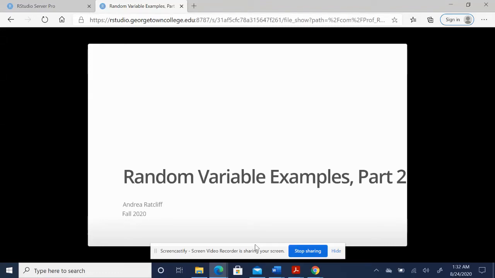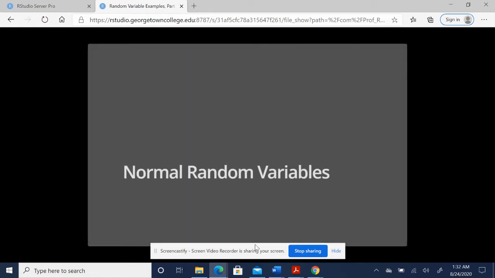Okay, we're moving on now to the second part of chapter 4, which is some additional work we're going to be doing with random variables. We looked at a binomial probability condition and distribution in our last slideshow. Here we're going to be looking at some other types of random variables.